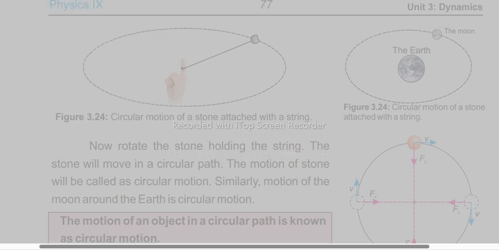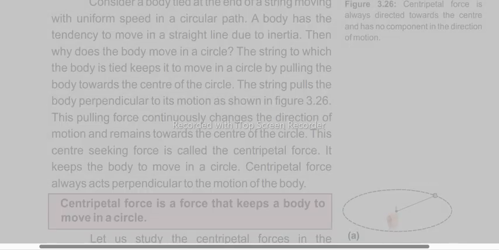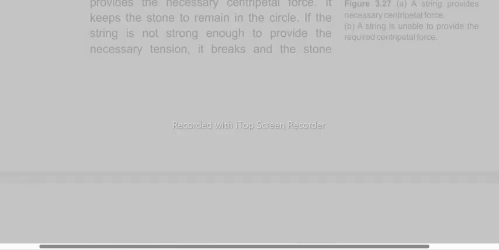Physics 977, Unit 3, Dynamics. Figure 3.24, circular motion of a stone attached with a string. Figure 3.26, centripetal force is always directed towards the center and has no component in the direction of motion. Figure 3.27, A. A string provides necessary centripetal force. B. A string is unable to provide the required centripetal force.